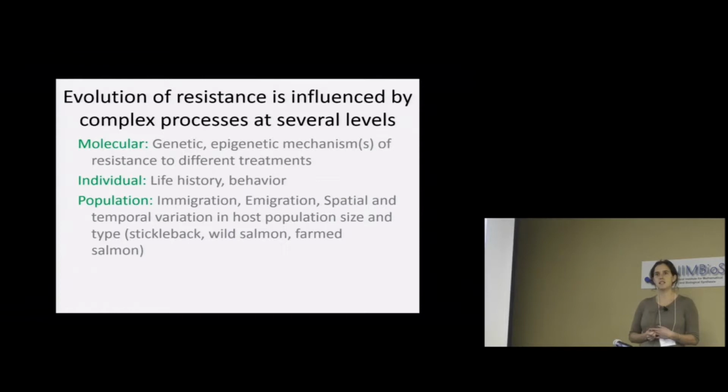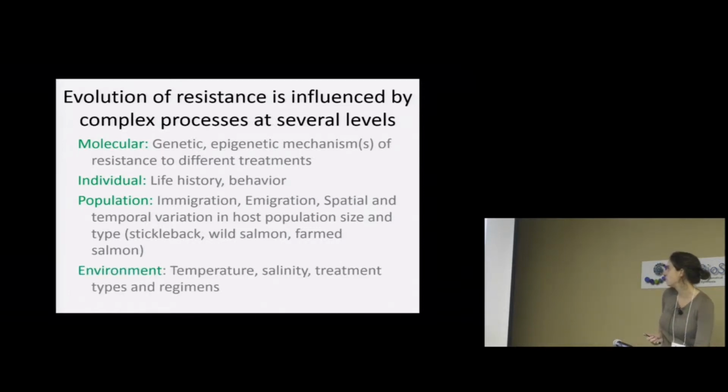At the level of the population, we don't know very much about the immigration and emigration of sea lice into these different populations. What are these rates? Are the individuals that are coming in, are they coming from wild populations or farmed populations? In addition to infesting salmon, these lice also infest stickleback, and these have very different life histories, very different spatial temporal patterns than the salmon, and we don't know anything about how that affects movement of sea lice.